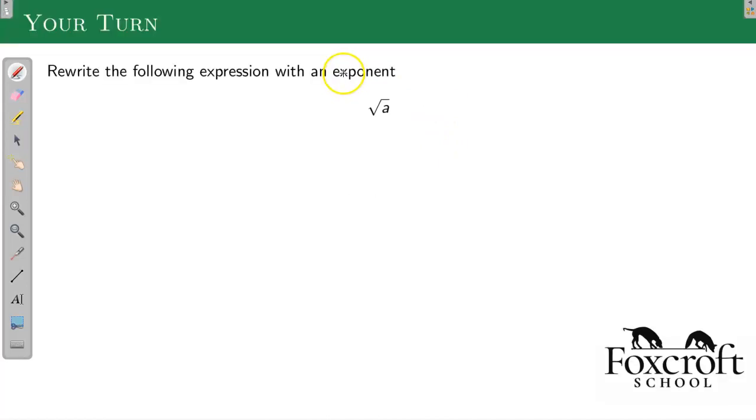All right, here's one for you to try on your own. How would you rewrite the square root of a as an exponent? I'll share the answer in 3, 2, 1. All right, again, 2 is the special one where we don't write the number in the root, so you just have to remember that it's 2, and it goes on the bottom of the fraction for the exponent.